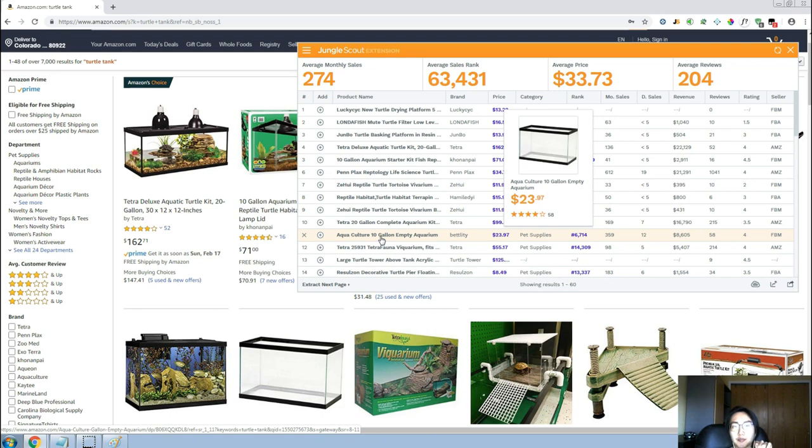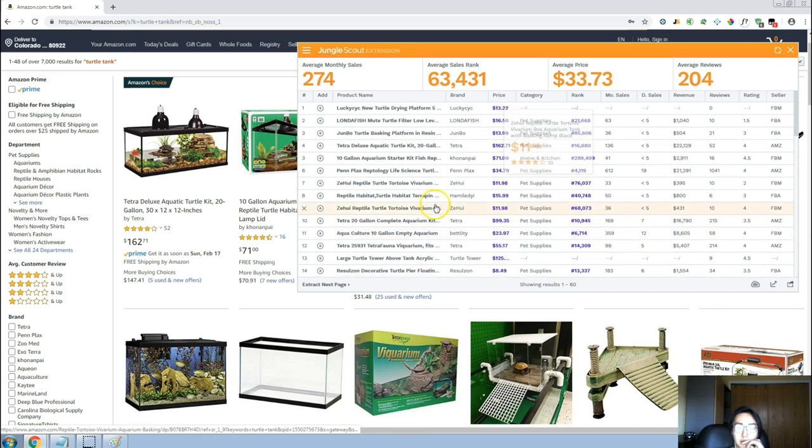And so, yes, you're selling it for more than 24, because a 10-gallon empty aquarium selling for 24, ooh, they must be getting it for really cheap. Especially considering the size and dimensions, they're not making a lot of margin on this. So you're better off with something like this, selling a higher quality product for more expensive and bundling it with a couple of items. But this has potential.